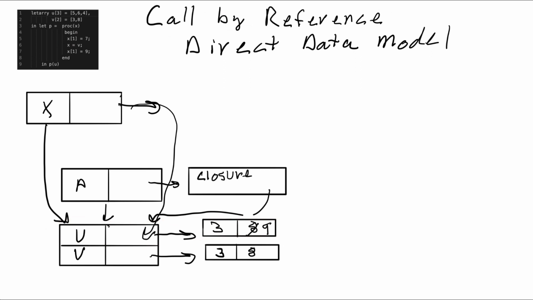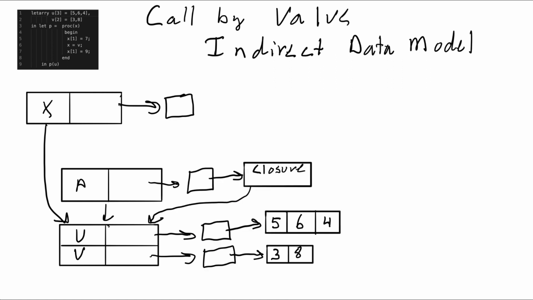An example of this is C and C++. Now C and C++ usually do call by value, but if you put an ampersand in your formal declaration of your methods, in the formal parameters, you signify that you want that parameter to be passed by reference instead of passed by value. And if you do that with an array that you declared directly, this is what C will do to it. Now let's go to indirect data models.